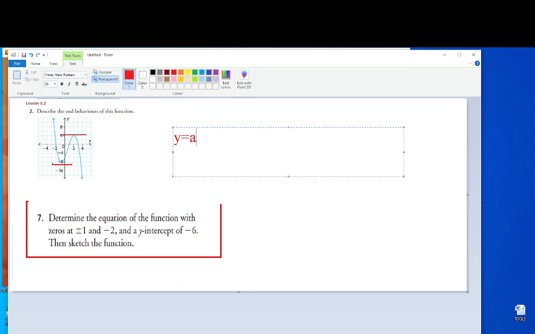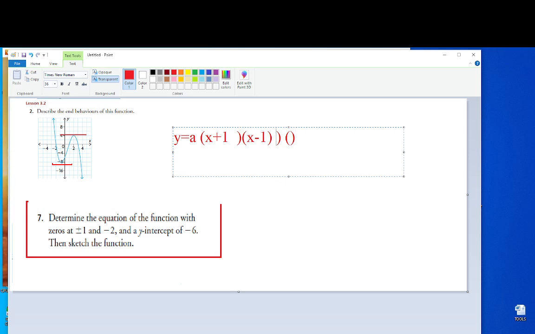Y is equal to a. There's going to be some number up here, and then the intercept points. Okay? So let's see. We have an x, zeros at plus 1 and minus 1. So I'd like you to stop the video and see if you can do the rest.